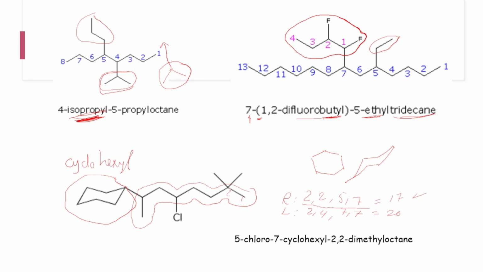So we will have 2,2-dimethyl, 5-chloro and 7-cyclohexyl. Please arrange them in alphabetical order. Don't forget to put commas between numbers and hyphens between numbers and letters. I hope you enjoyed this.